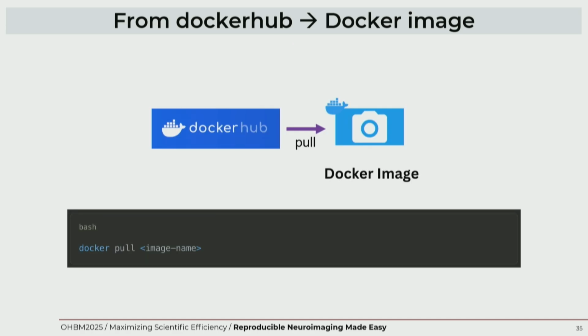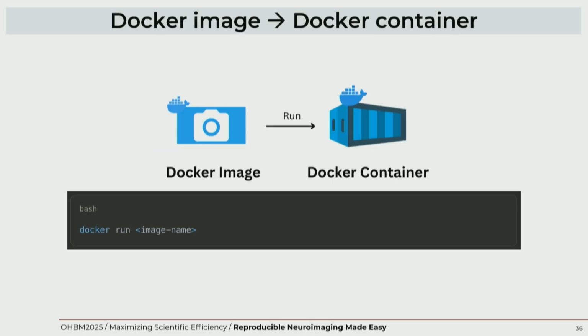But an easier alternative to writing your recipe and building your Docker image is to simply pull a pre-built image from Docker Hub, where you can find many working images. And you can do so by running Docker pull. Finally, once you have your Docker image, you're ready to run it using Docker run, and you will have your Docker container.